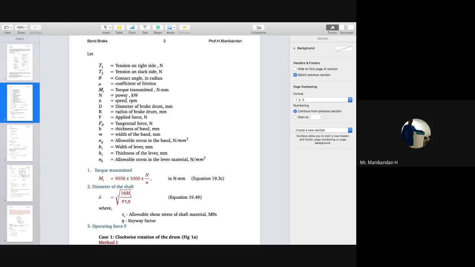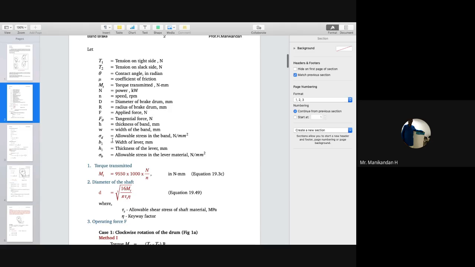Capital N is the power, and small n is the speed. Capital D is the diameter of the brake drum, and D by 2 is the radius. We have F as the applied force. F theta, as usual, is the tangential force. h is the thickness of the band, and w is the width of the band.